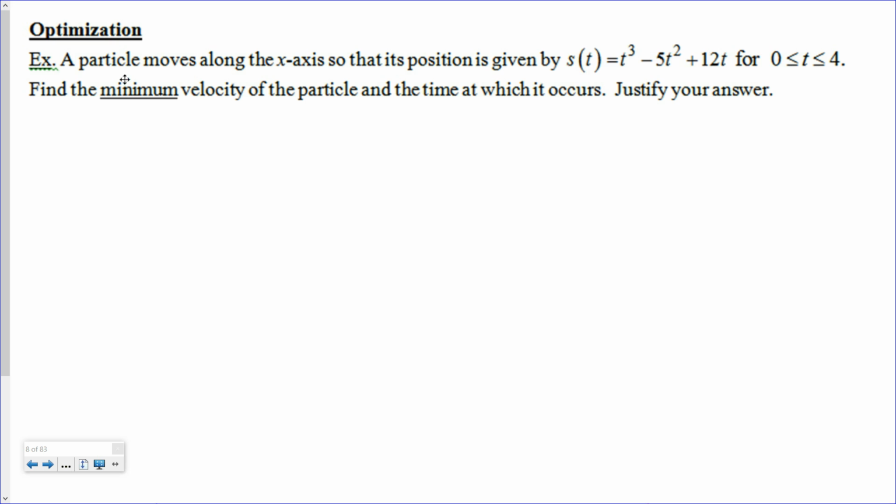Minimum velocity, all right? A particle moves along the x-axis. You have the position function, and you want the minimum velocity.